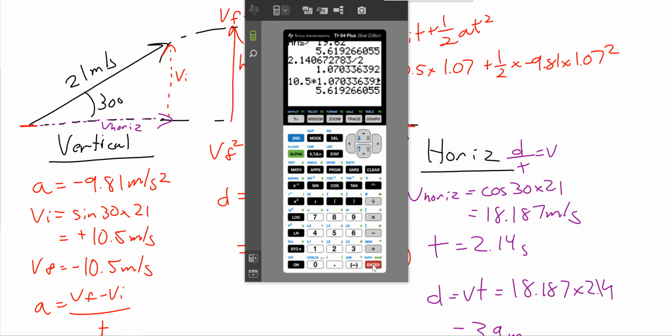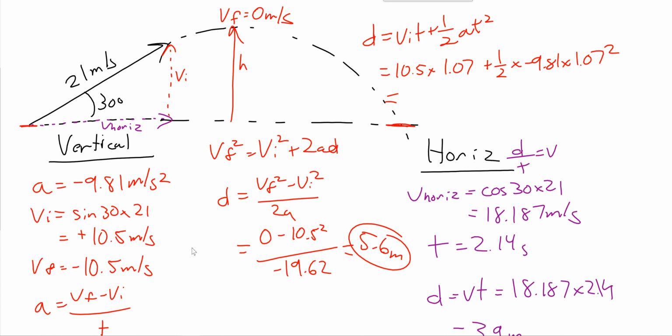There's actually a third way. I could use D equals VF times T minus 1/2 AT squared, and I would also get that answer. Okay, so any of those ways work.